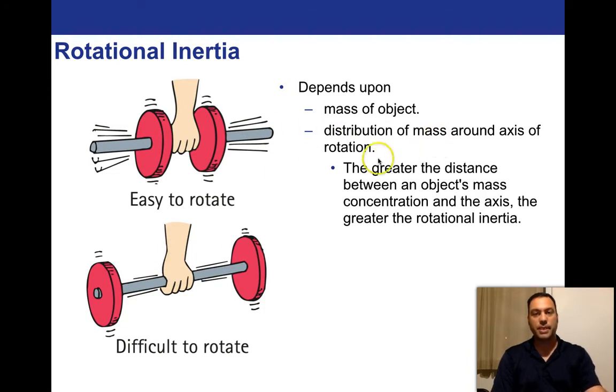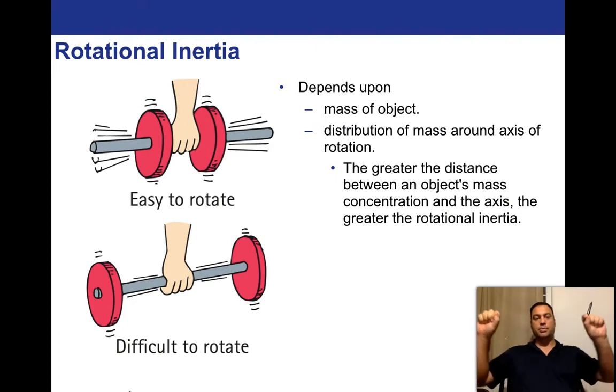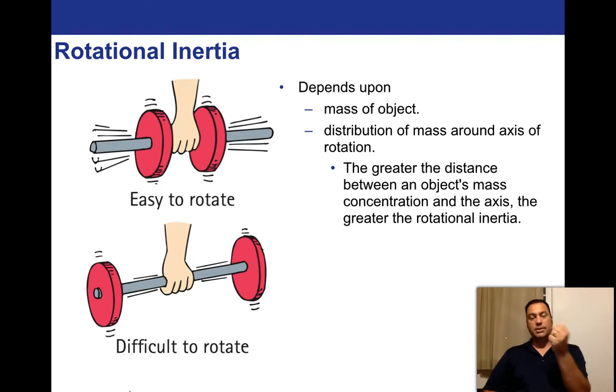The distribution of mass is important. So the greater the distance between an object's mass concentration and the axis, the greater the rotational inertia. Anybody that ever does a workout knows that if they're doing a bench press, it's much easier to push it straight up into the air than just taking, say, a small dumbbell, because the dumbbell can rotate very easily, whereas the big bench press weights have a large distribution of them. So they don't tend to rotate, and they're a little easier to actually manage.